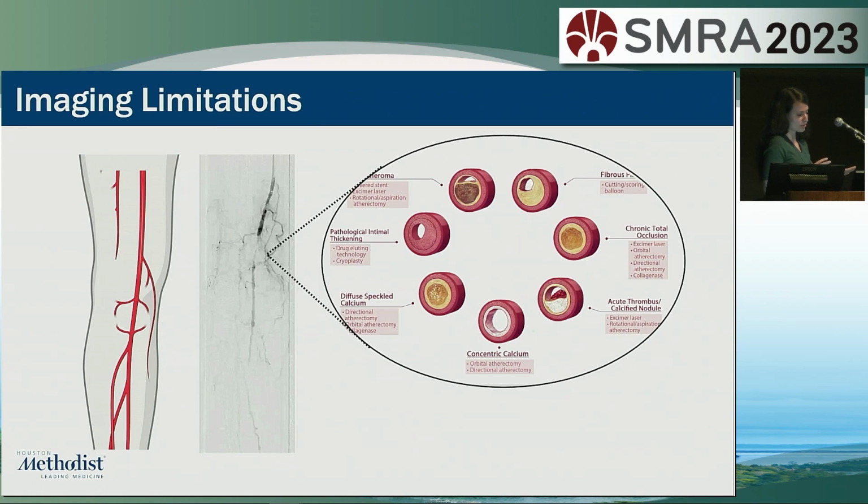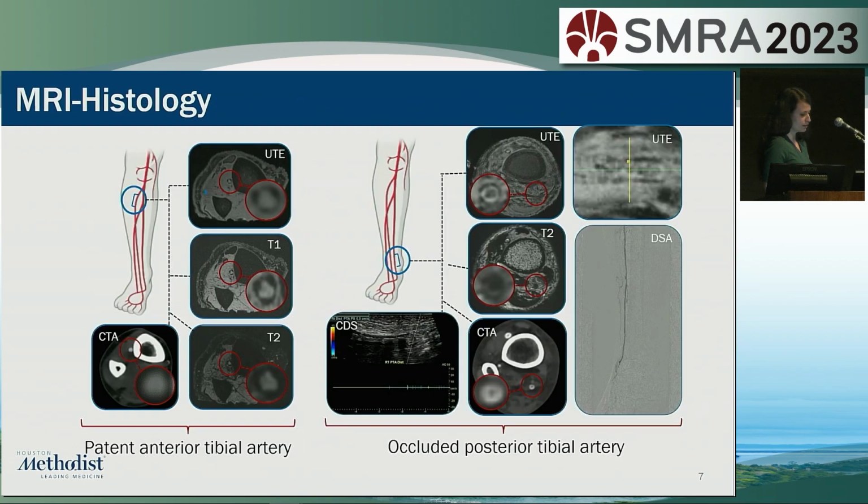Detailed knowledge of the plaque structure can aid personalized treatment planning in the future, in our opinion. So here is a very nice example of how MRI can help other imaging modalities in evaluating detailed plaque properties. On the left, you can see an anterior tibial artery lesion as an example using 7 Tesla MRI images and CTA, and on the right, you can see an occluded posterior tibial artery with DSA and ultrasound.